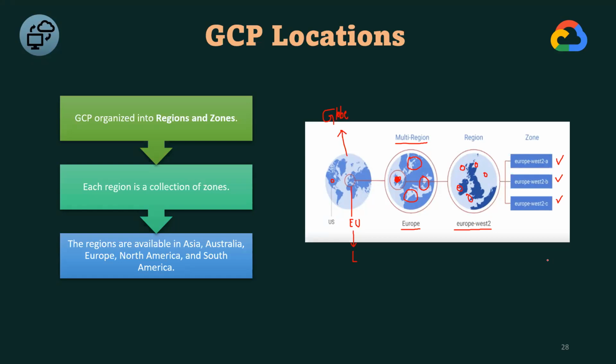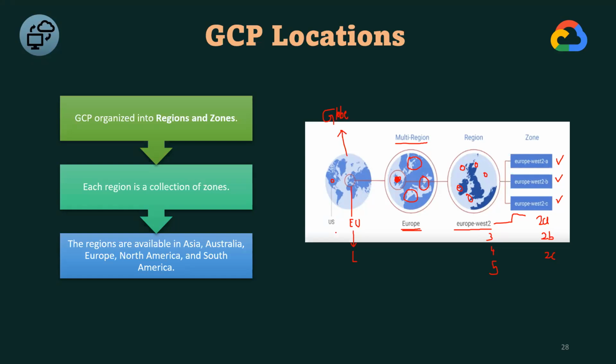One more thing is the nomenclature. For Europe, they have given Europe as a location name, and inside Europe you have multiple regions like Europe West 2, Europe West 3, Europe West 4, Europe West 5. These are regions. Each region will have multiple zones: Europe West 2A, 2B, 2C. This is how they have properly given a nomenclature for each region as well as zone, for us to understand clearly. This is how Google's GCP infrastructure names things.